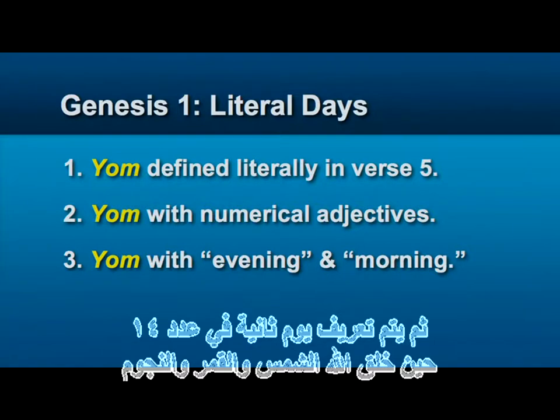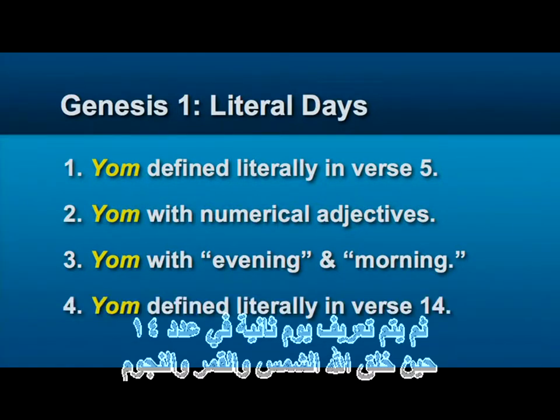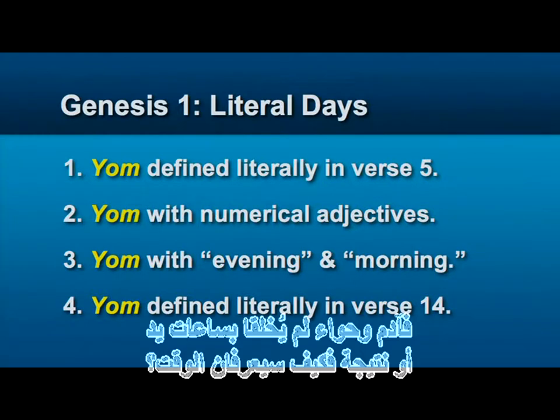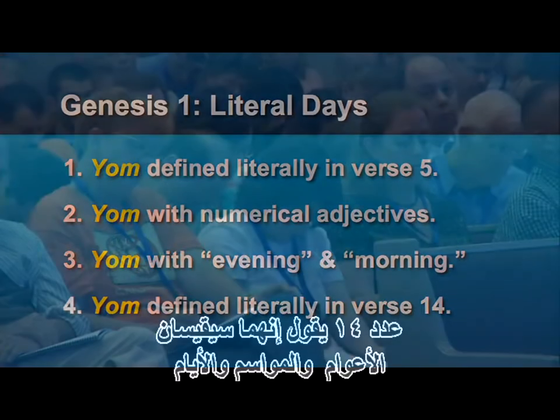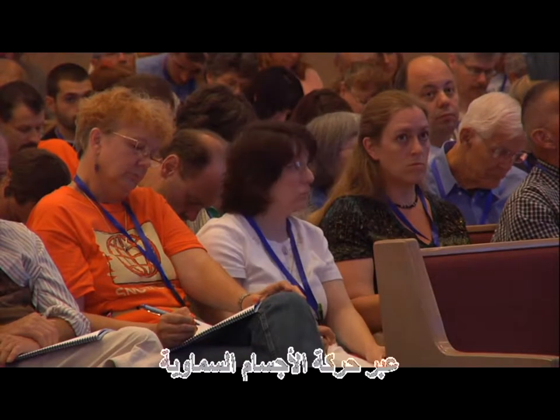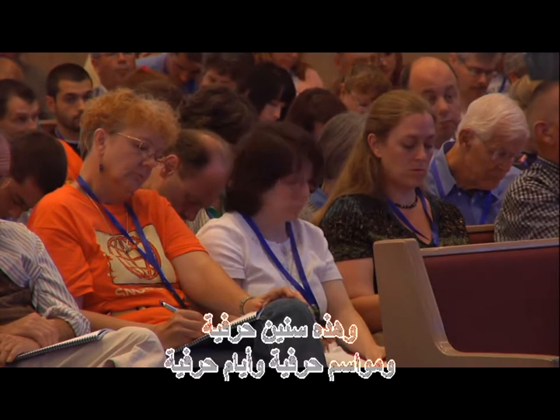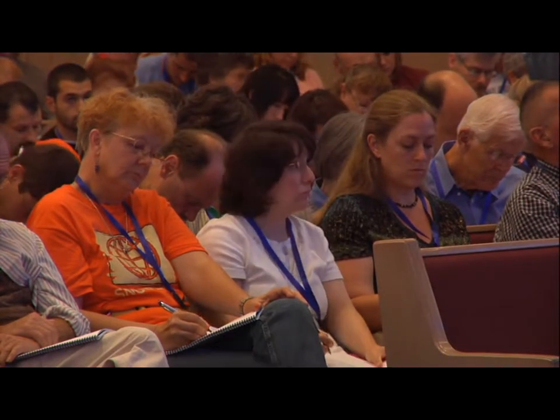And then yom is defined again in verse 14 when God created the sun, moon, and stars. You see, Adam and Eve were not created with a wristwatch or a calendar. So how are they going to tell time? Well, verse 14 says they were to measure years and seasons and days by the movement of the heavenly bodies. And those are literal years and literal seasons and literal days.